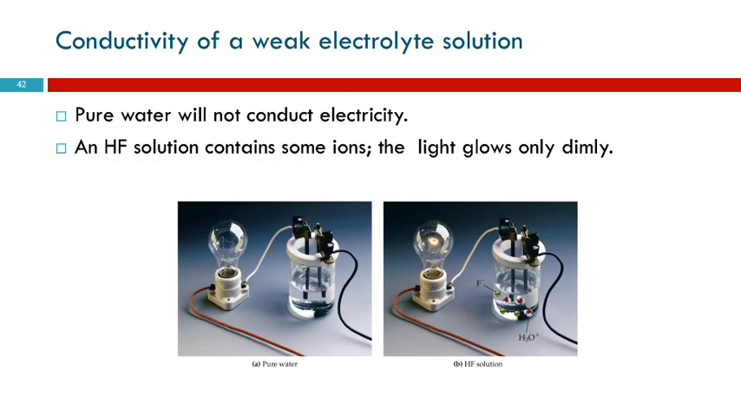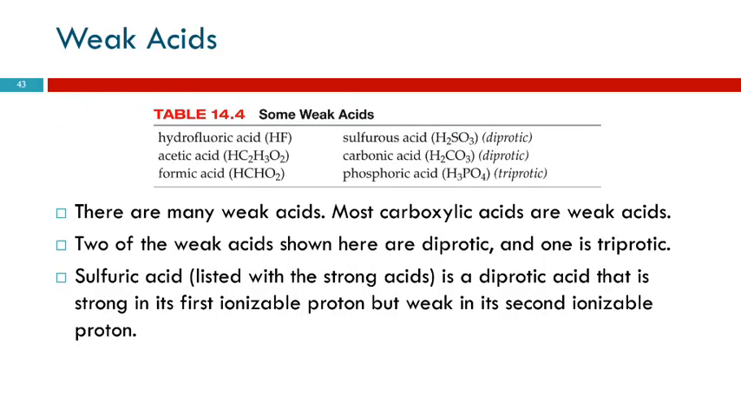So if we add a weak electrolyte, such as a weak acid, there are some ions, and so the light bulb will glow, but only very dimly. This is weak, as opposed to the strong acid. Here are some of the weak acids. There's a whole bunch of them. Anything that's not a strong acid is a weak acid.